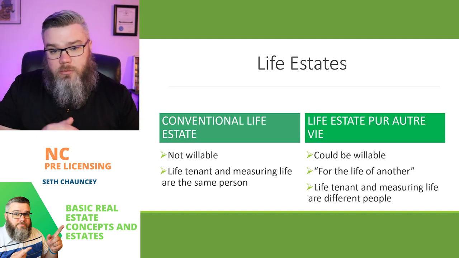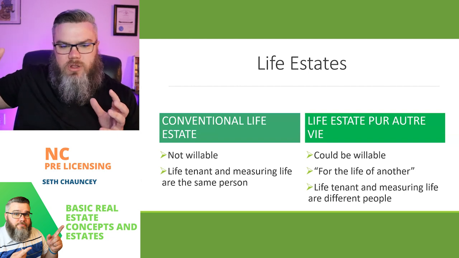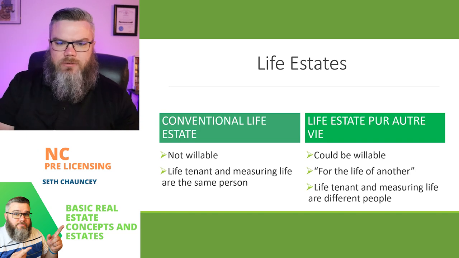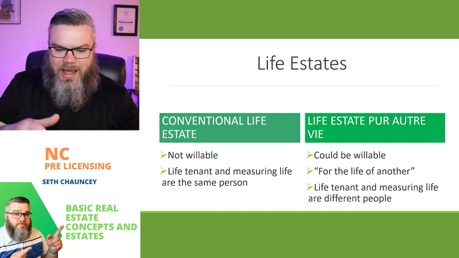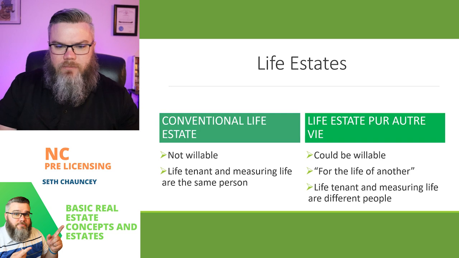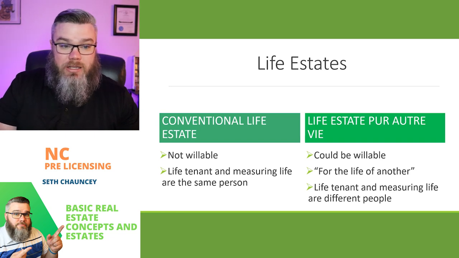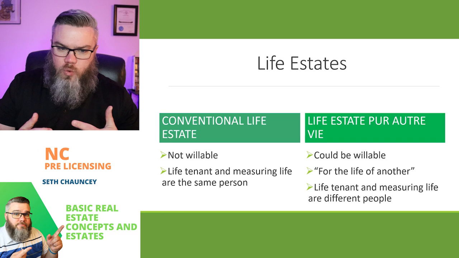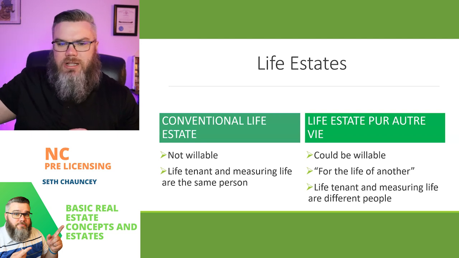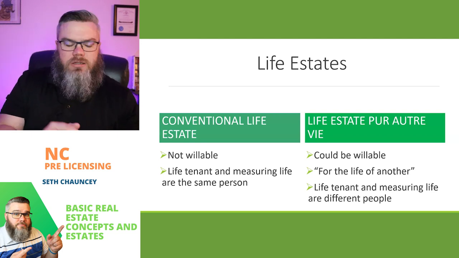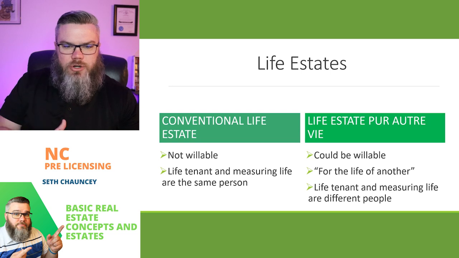A life estate per autre vie could potentially be willable because you own it so long as this other person is alive, for the life of another. So the life tenant and the measuring life are different people. Folks, please understand that the life tenant and the measuring life do not need to be related in any way, shape, or form. I could say, DeJ, you own this so long as Jim Carrey is alive. Jim Carrey doesn't even have to know that he's the measuring life. There's no rule that says you have to tell this person. You can create it any which way you want. You own this so long as this person is alive. Now, in that scenario, think about this. I said, DeJ, you own this so long as Jim Carrey is alive. Does Jim Carrey have any ownership interest in that property?